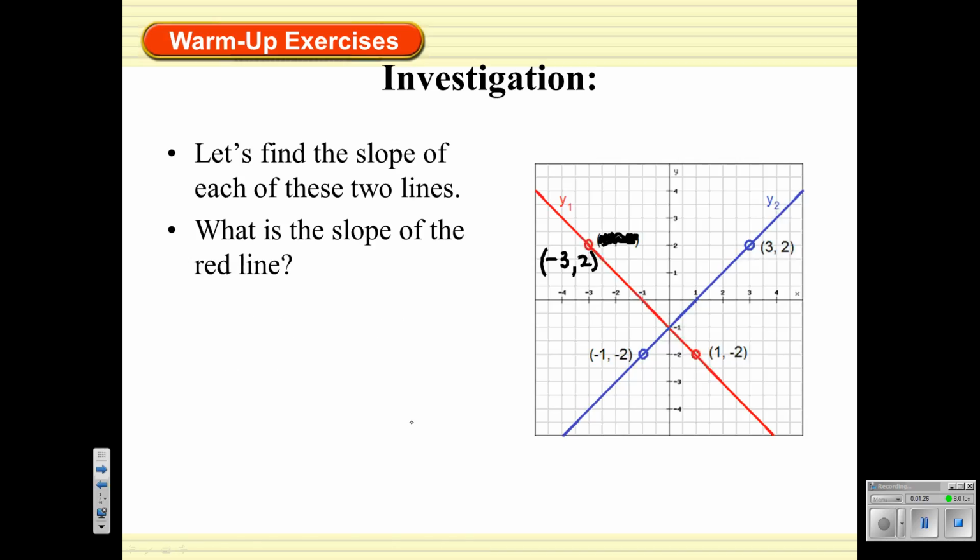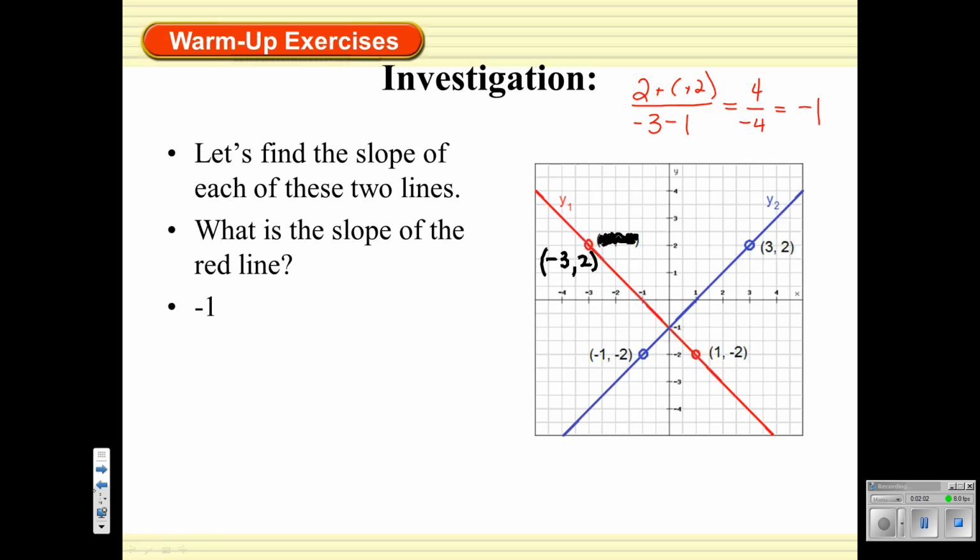So what is the slope of the red line? The first thing I want to do is find the slope of the red line. So I'm going to do 2 minus negative 2, which is my y minus y, and then negative 3 minus 1. 2 minus negative 2 is 4, because that ends up being 2 plus 2, and negative 3 minus 1 is negative 4, and so 4 divided by negative 4 is negative 1. And that makes sense. It's going downhill, so it should be negative. So it's a negative 1.